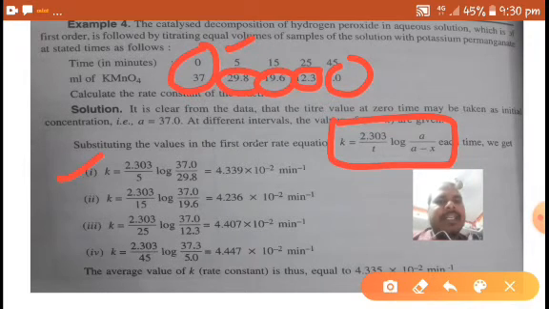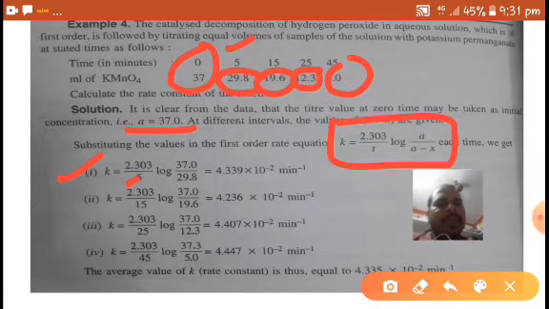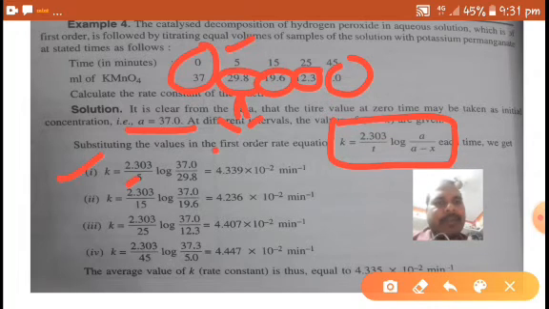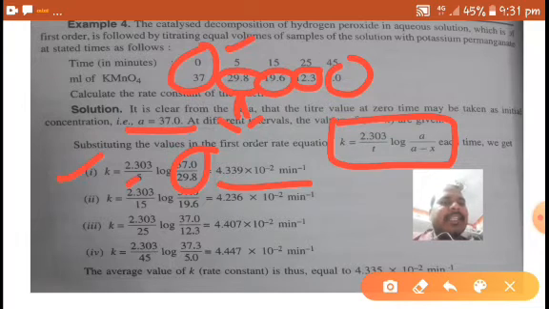First I am substituting at 5 minutes. K is equal to 2.303 by T, T means time, 5 minutes, log A, the initial concentration, is 37 moles, by A minus X at time T, which is 29.8. By solving this, I am getting 4.339 into 10 to the power of minus 2 minute inverse. I took 5 minutes because the data gives time in minutes, so the rate constant unit should be minute inverse.